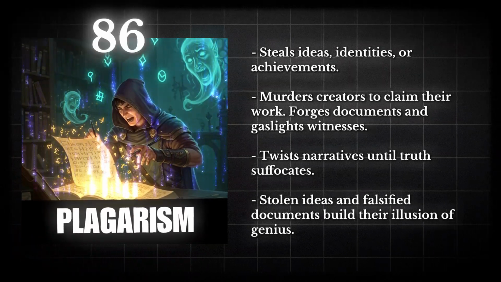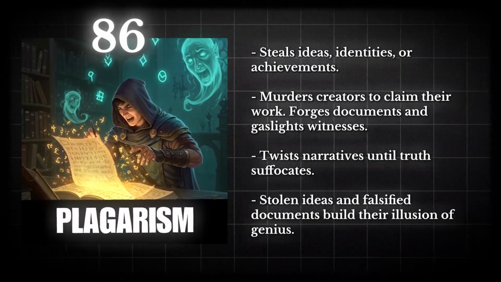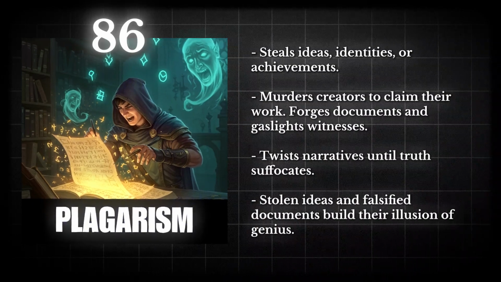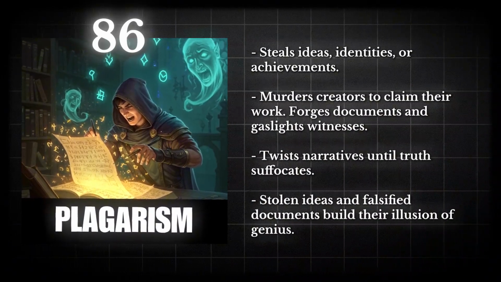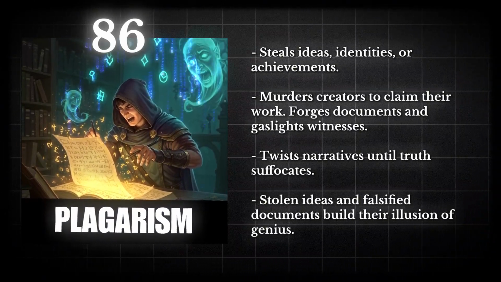86. Plagiarism. The villain steals ideas, identities, or achievements, murdering creators to claim their work. They forge documents, gaslight witnesses, and twist narratives until the truth suffocates them. Each stolen idea, each falsified document, each twisted narrative adds another layer to their illusion of genius.